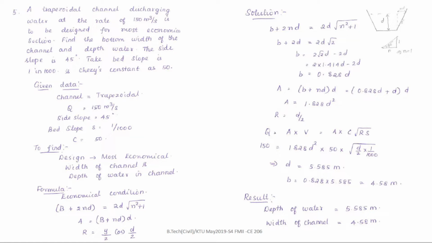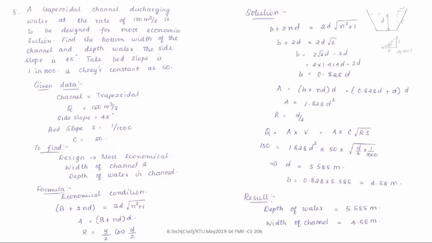Okay. Now take the second equation, that is area equation. A is equal to B plus nd into D. Instead of B, substitute the value in terms of D and you will get area in terms of D square. And what about R? R is nothing but hydraulic mean depth. Hydraulic mean depth is equal to D by 2. So substitute all this value in our general equation. Q is equal to area into velocity. Area is equal to 1.828 d square. Velocity is equal to c into root of rs. So you'll get what is d, and finally you'll get what is the width of the channel.